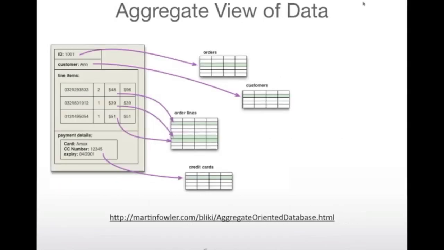So this is Martin Fowler, a famous writer and founder of ThoughtWorks, and this is how he talks about the aggregate view of data. So you have this web form on the left. It's actually composed of all these different components, these different tables joined together into a single view. That's the aggregate view of this data.